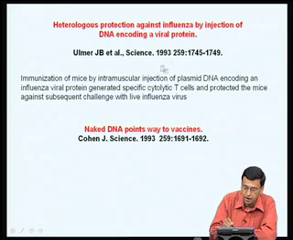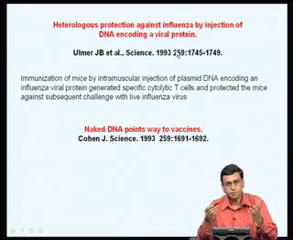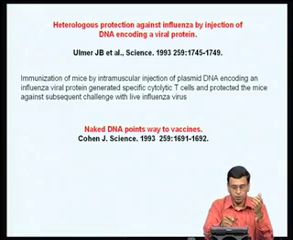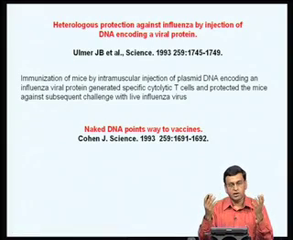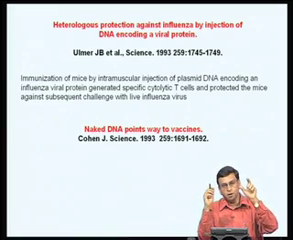Then this paper came in the year 1993, entitled Heterologous Protection Against Influenza by the Injection of a DNA Encoding Viral Protein. What this group headed by Ulmer et al. actually demonstrated is that instead of taking genes coding for things like factor VIII or dystrophin, you now take a gene that codes for a foreign antigen of a virus or a pathogen. So, you replace the therapeutic genes like dystrophin or factor VIII, and put a gene that codes for a foreign antigen like a viral protein.